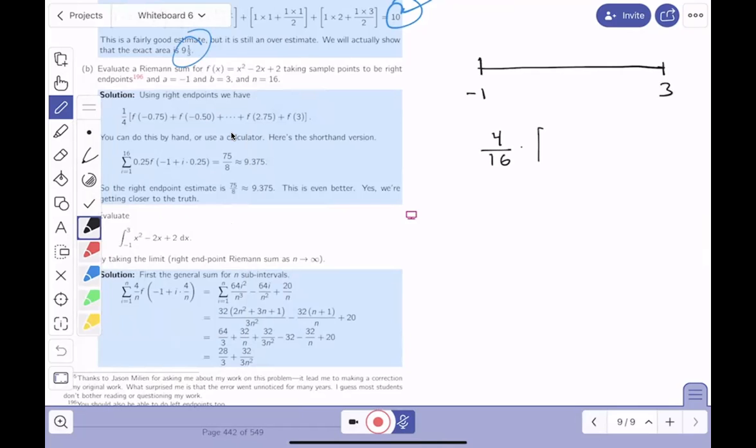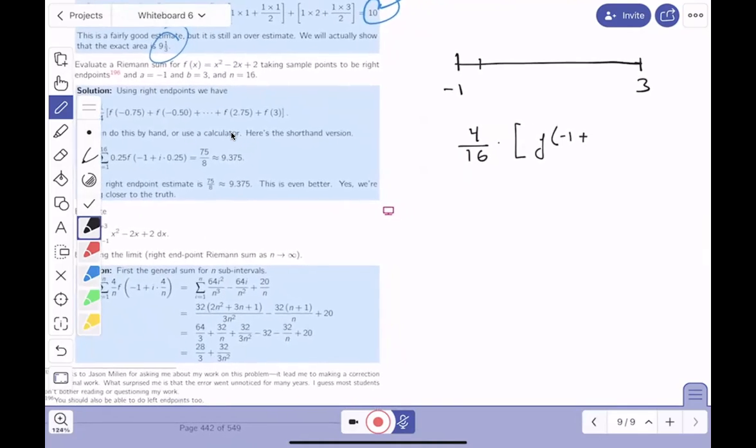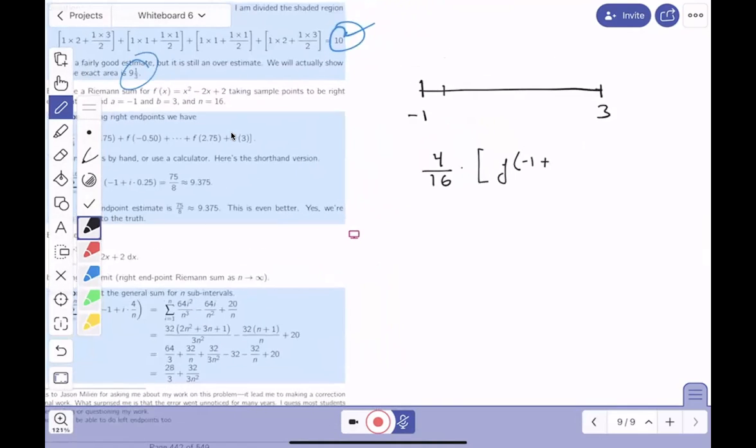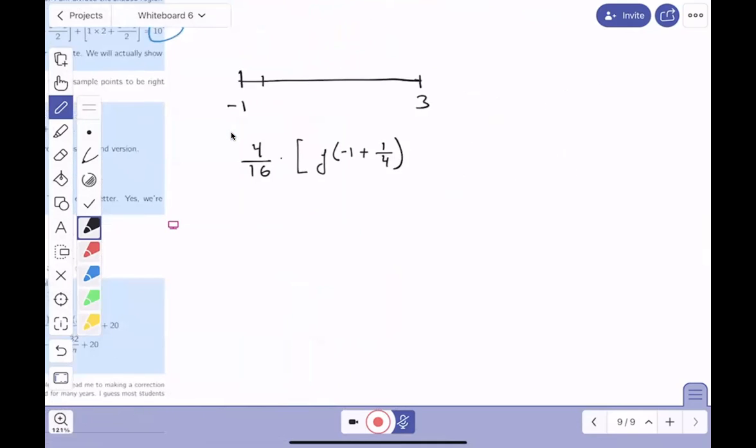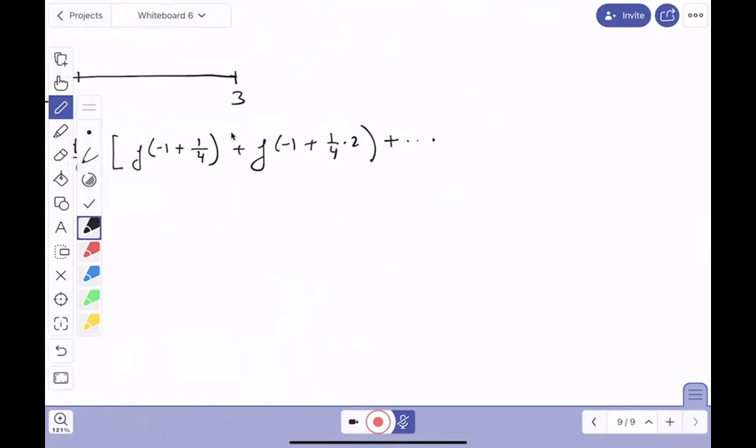So I'll write this down for you. It's going to be f of, well, right endpoint, what am I doing? I'm starting at -1, but I'm moving over a little bit. How much am I moving over? I'm moving over each time 4/16. What's 4/16? It's 1/4. What's the next one going to be? Well, I'm just going to move over another quarter. What's that going to be? 1/4 times 2, and so on. I got to get to the end. And this is the tough part. F of -1, and the end is over here, by the way, plus 1/4 times 16.